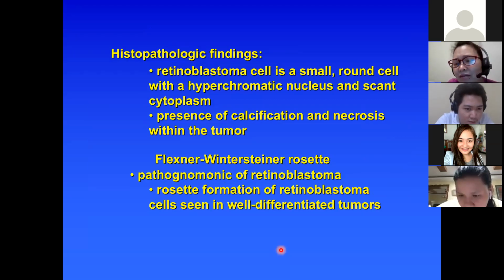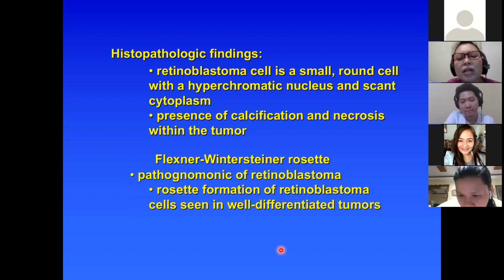Flexner-Wintersteiner rosette. This is the pathognomonic histologic finding in your retinoblastoma. Yan, ang mga ano ninyo. Tandaan ninyo yan sa board exam. Yan, yung mga histologic findings.